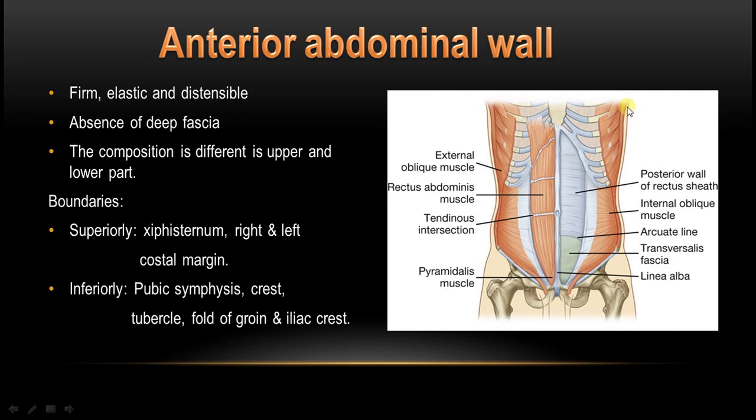The extension of the mid-axillary line separates the anterior abdominal wall from the posterior abdominal wall. The downward extension of the mid-axillary line serves as a boundary for the anterior and posterior abdominal wall. So these are the boundaries of the anterior abdominal wall. The costal margin above, and below it the pubic symphysis, pubic crest, fold of groin and the iliac crest.